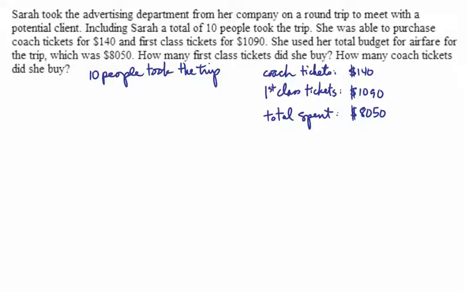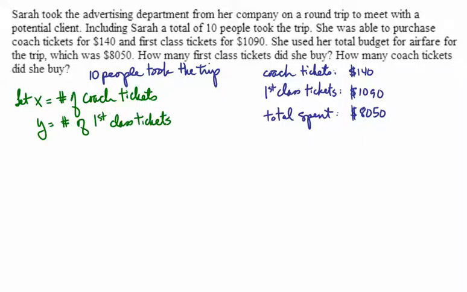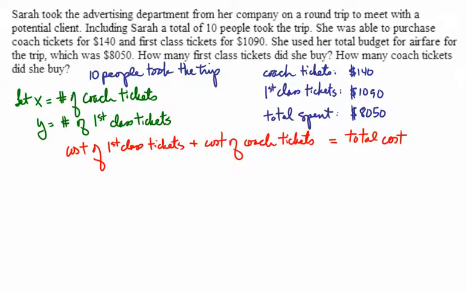So in this type of problem, we're trying to solve for two things. We want to find out the number of people who had coach tickets and the number of people who had first class tickets. So since we're trying to find two things, we're going to let x equal the number of coach tickets. And we're going to let y equal the number of first class tickets. So we begin from this point. We have so many first class tickets. So we want to find the cost of the first class tickets plus the cost of the coach tickets. And together they're going to equal the total cost.